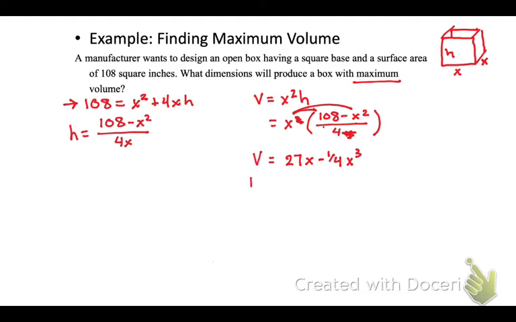So we're going to now take the derivative. So dV over dx. So what variable are we differentiating? x. We've got lots of review going on, don't we? So what's your derivative going to be? 27 minus 3 over 4 x squared.